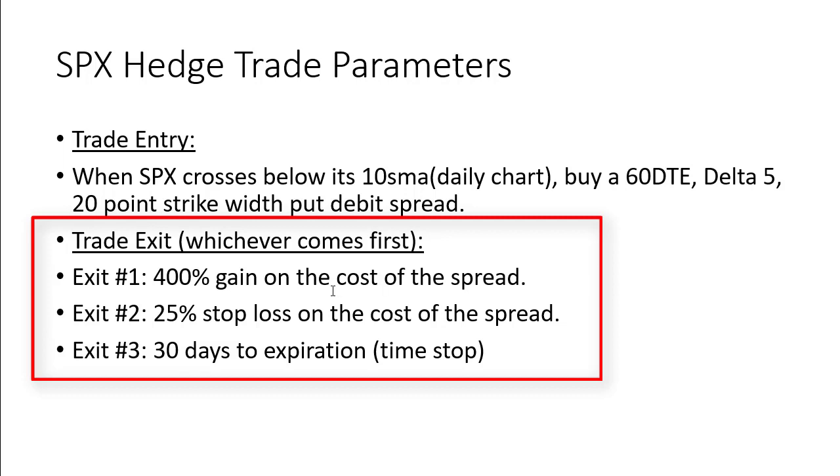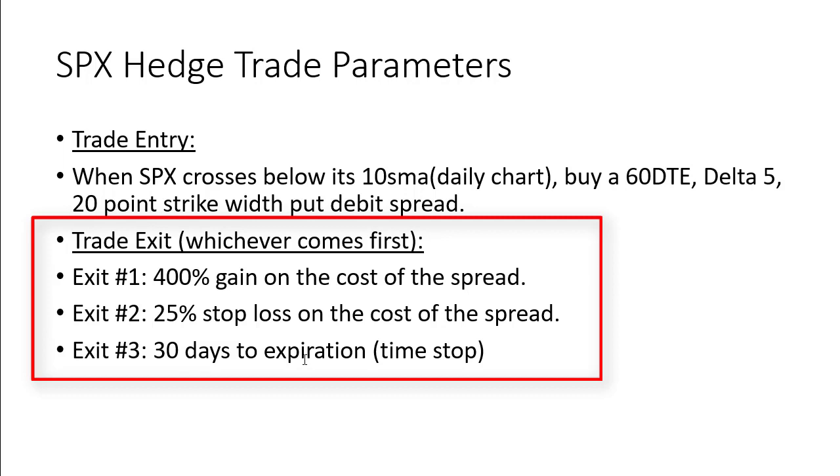You're going to exit that trade if it hits $400, I believe it is. So again, same stop loss, 25% stop loss. So if you put on the $80 put debit spread, and the market starts to rally back up, it's going to hit $60, which would be about where your stop loss would be, and you would exit the trade. And again, we're going to exit the trade with a time stop. If neither of those things happen, we're going to exit that trade after 30 days.